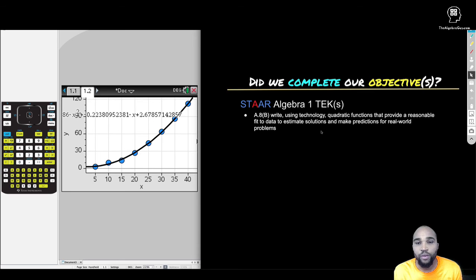And that will do it for us today. So did we cover everything we wanted? Absolutely. We wanted to use technology to fit a reasonable function to data to estimate solutions and make predictions. We made predictions, and we filled that data into our graphing calculators in order to do so.